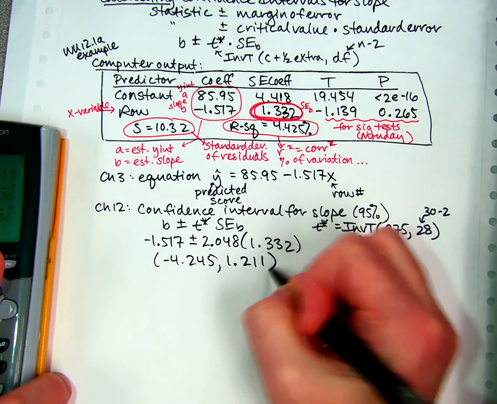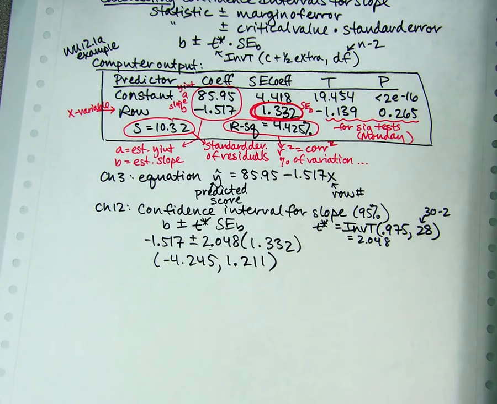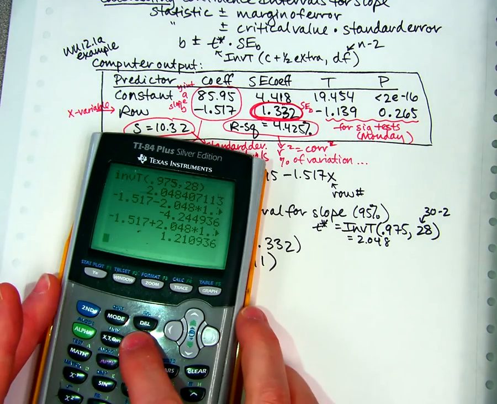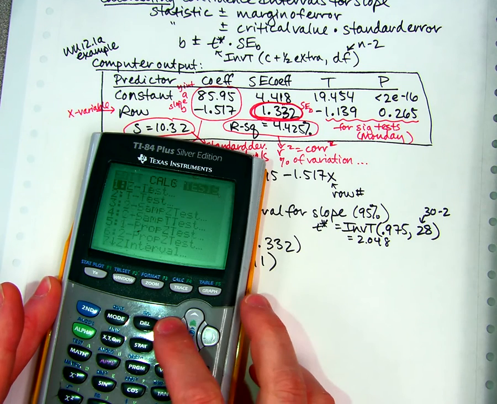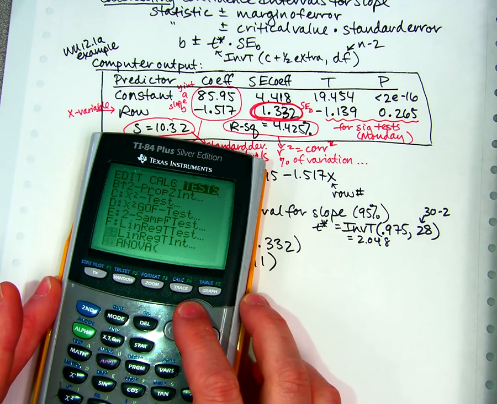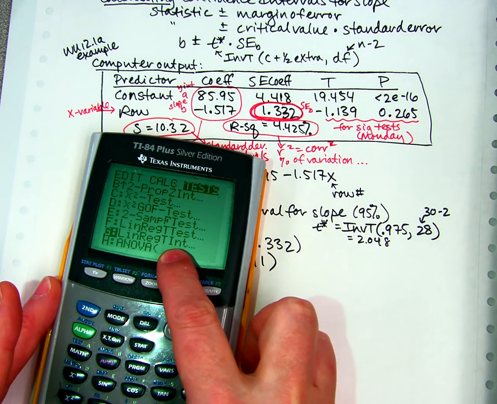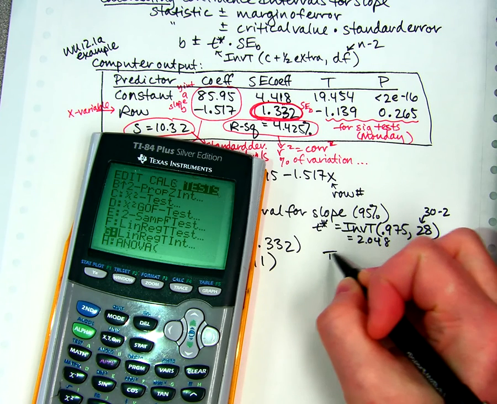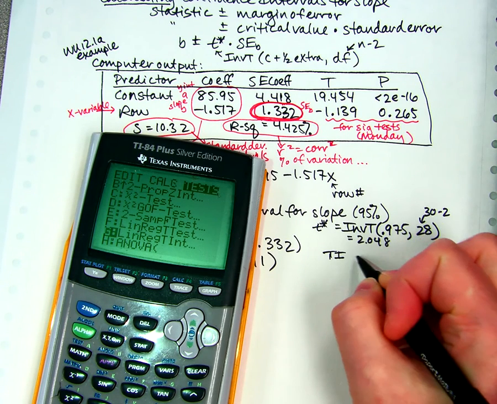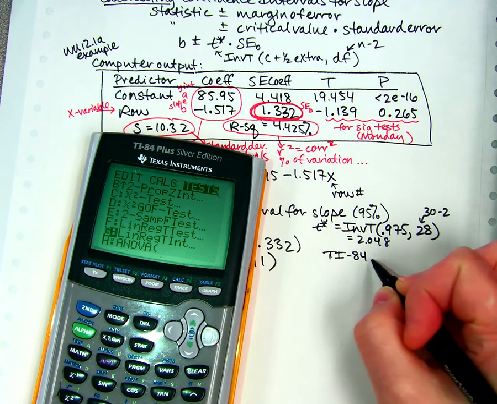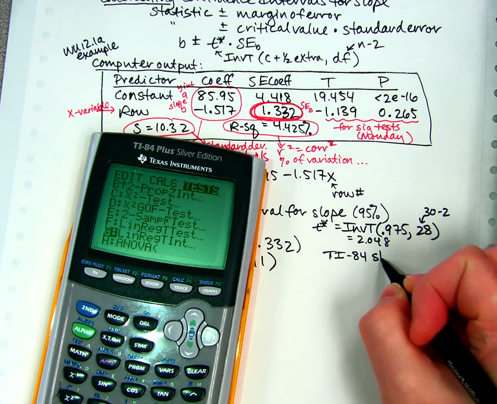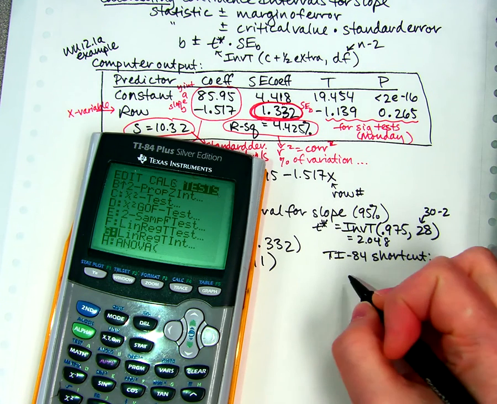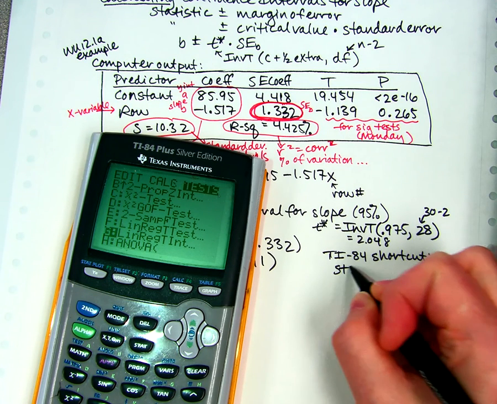1.211. All right, so before I do the conclusion, I want to point out that if you have a TI-84, there's also a calculator shortcut that is LinRegTInt. It's at the very bottom of the list on stat tests. So if you have a TI-84. It won't work on an 83 because they don't have that, which is too bad. You could do LinRegTInt on stat tests.